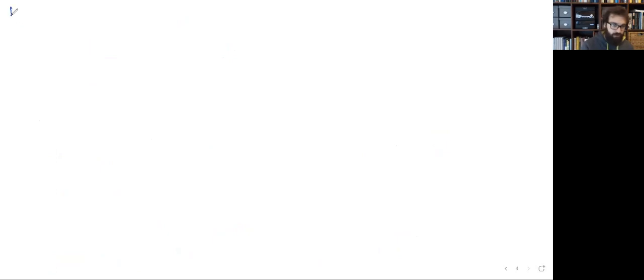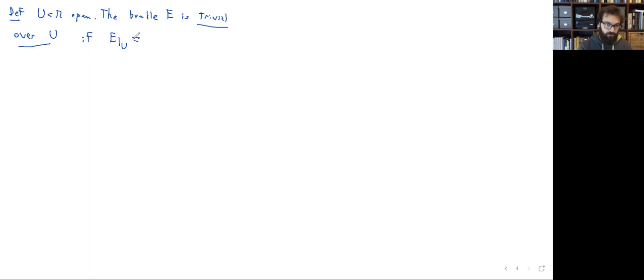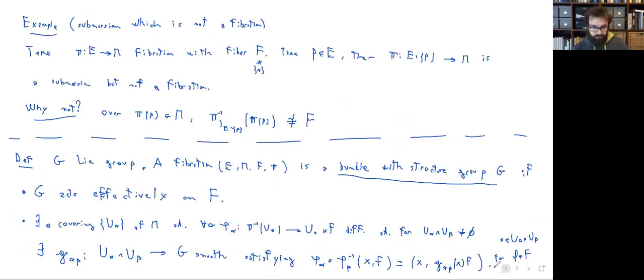Also, I want to introduce another name. So if we take U open, contained in M, we say that the bundle E is trivial over U if we just look at the fiber over U, so I write it like this, and by this I mean the inverse image of U by pi, is equivalent to U times F. So if we go back to our definition of bundle, there it is.